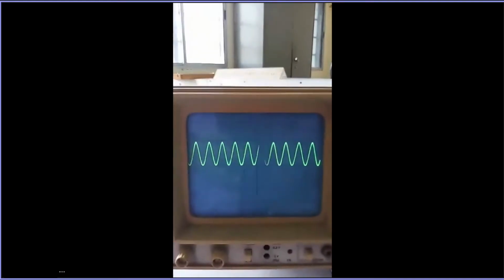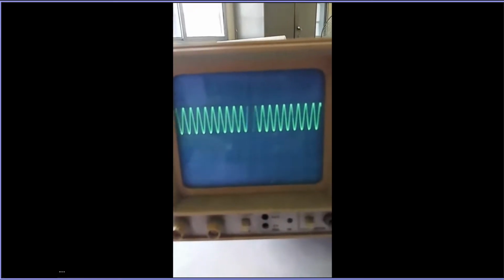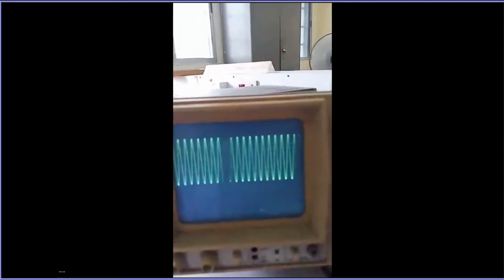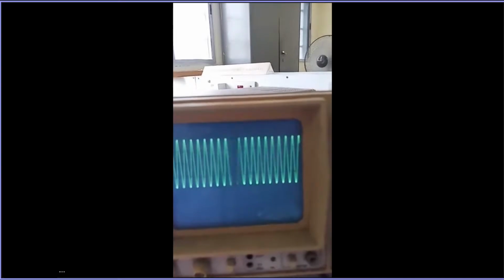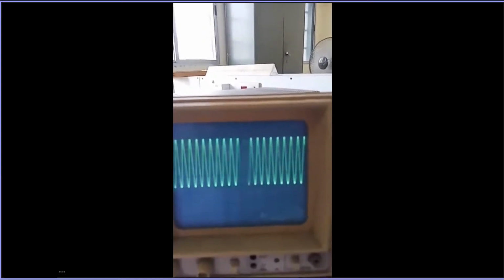Now we are going to check 1 kilohertz. 1 kilohertz second order. This is 1 kilohertz second order. Now fourth order. 1 kilohertz fourth order. This is for 1 kilohertz fourth order.